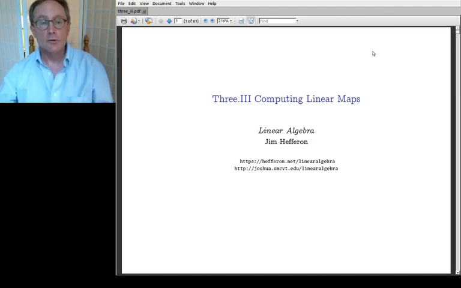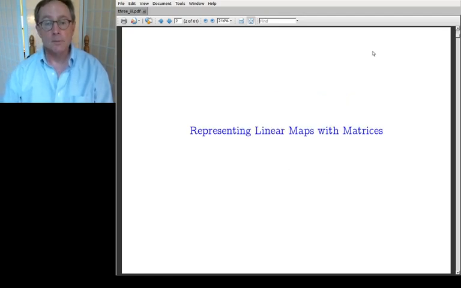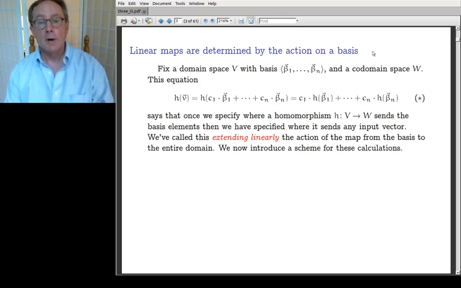I have to introduce it. It involves basically writing out the parts and organizing them into some convenient form. The convenient form will prove to be a matrix. So I'm going to represent linear maps with matrices. We've already seen the result that I hope I emphasized is key, that the action of a linear map is determined by its action on a basis. If you know what h does to beta 1 through beta n, then you know what h does to any v.